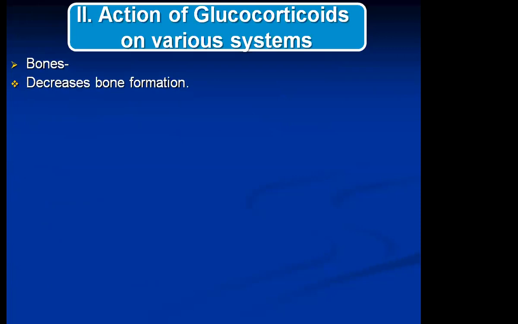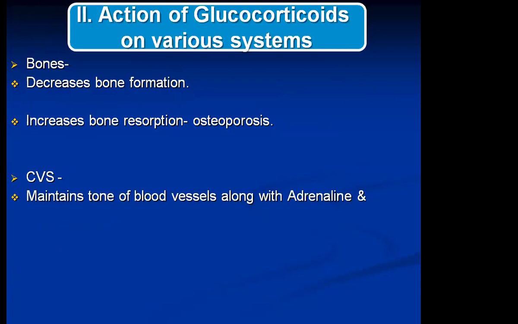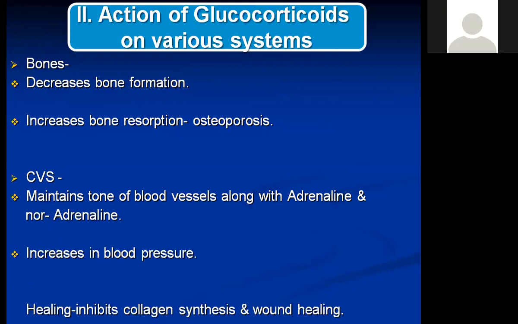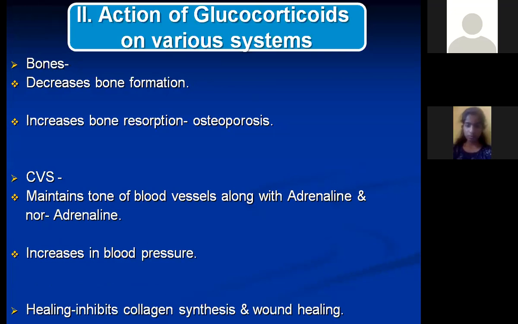On bones, it causes decrease in bone formation and increase in bone resorption. So in effect, it will also lead to increase in calcium levels in the ECF plasma. On CVS, it maintains tone of blood vessels along with adrenaline and noradrenaline. It causes increase in blood pressure while it inhibits collagen synthesis and wound healing. So this effect also you should know before we move on to today's lecture.